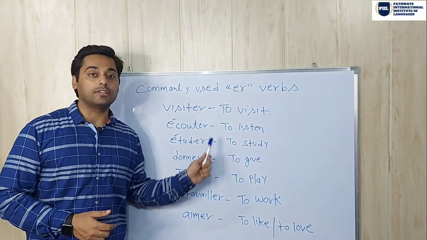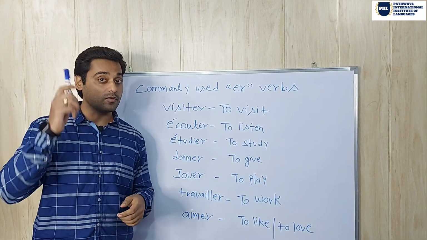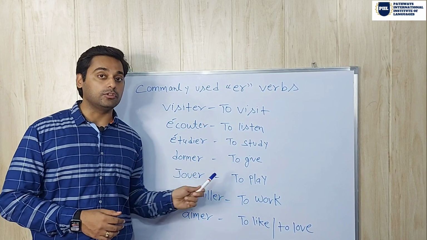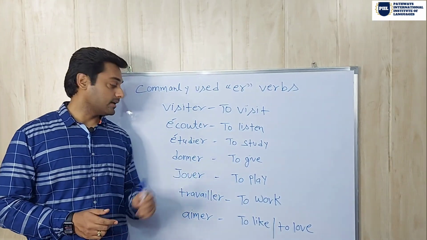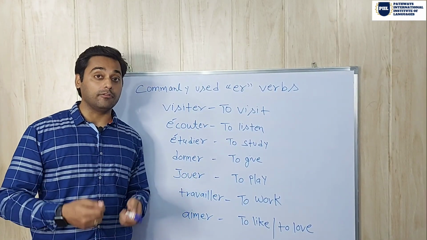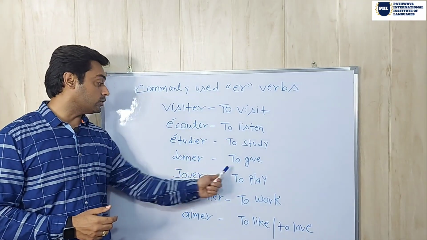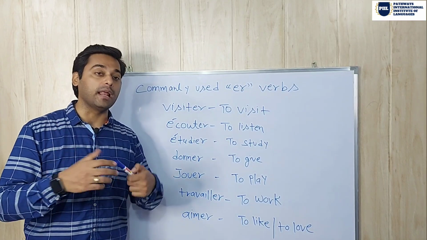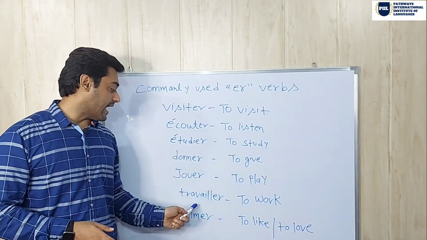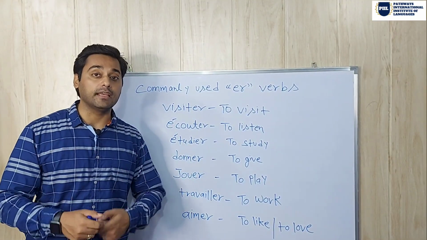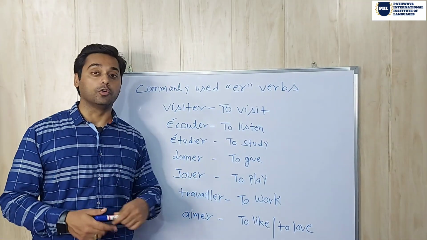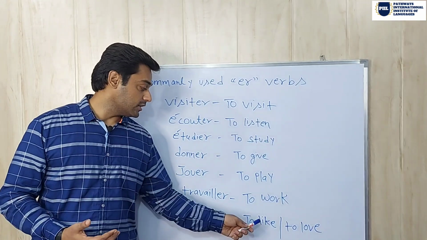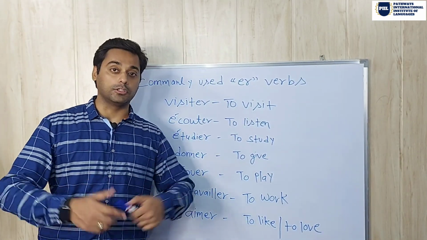Second verb is écouter. Écouter means to listen. Then étudier. Étudier means to study. Then we have donner. Donner means to give. Then we have jouer. Jouer means to play. Then we have travailler. Travailler means to work. Then we have the verb aimer. Aimer means to like and to love, both.